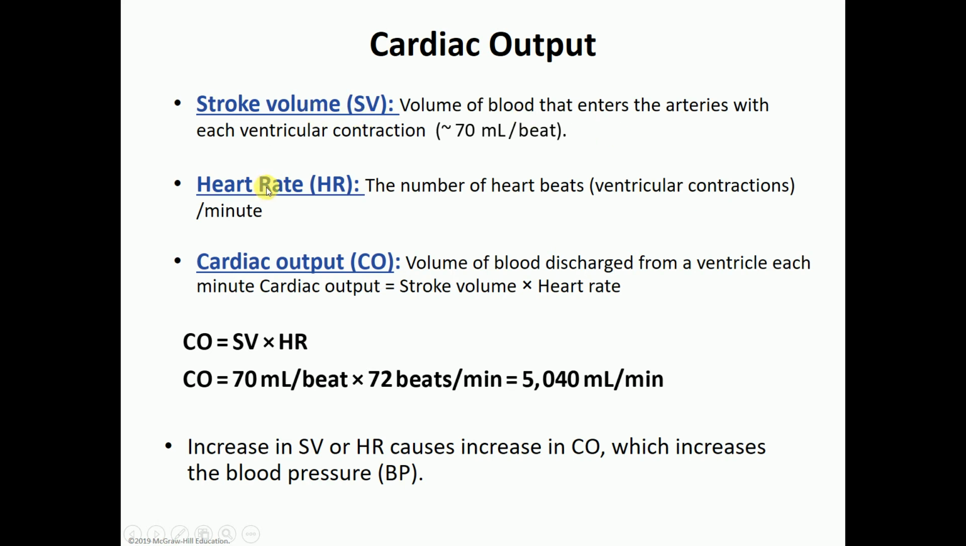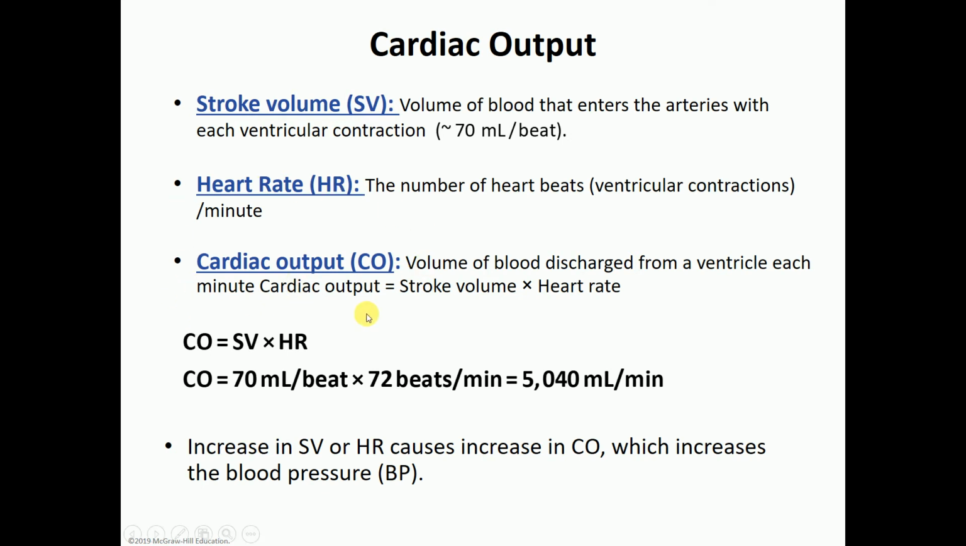Now, stroke volume and heart rate. So let's define what those are first. The stroke volume is the amount of blood that leaves the ventricle and enters into the artery with each ventricular contraction. That is about 70 milliliters of blood per beat. While the heart rate is the number of heart beats per minute, or the number of ventricular contractions per minute. And that, again, depends on the pacemaker. So that's about 60 to 80 beats per minute.